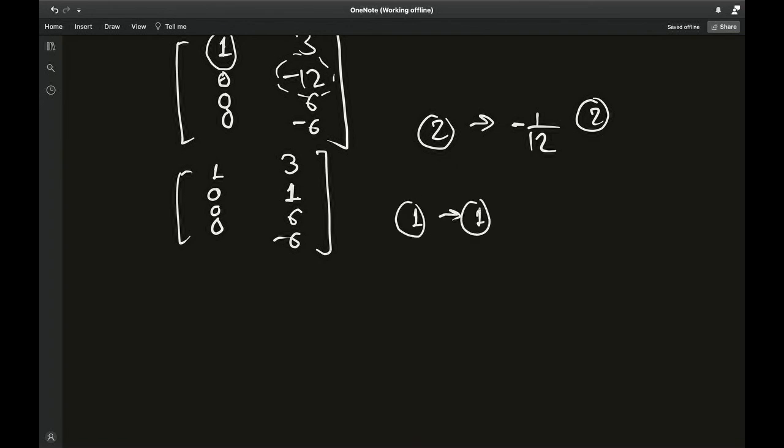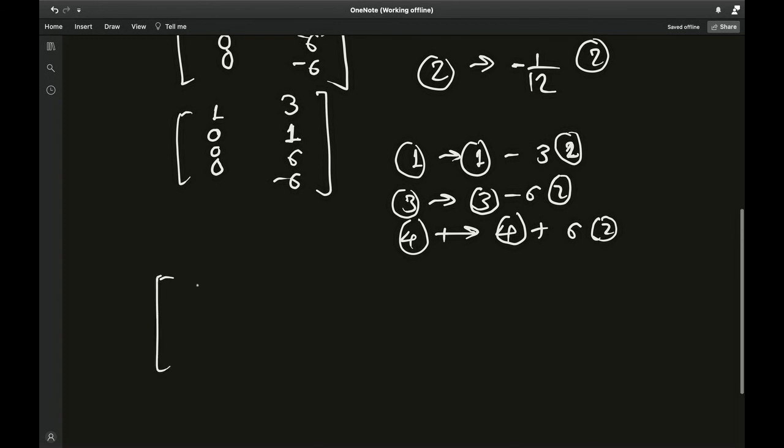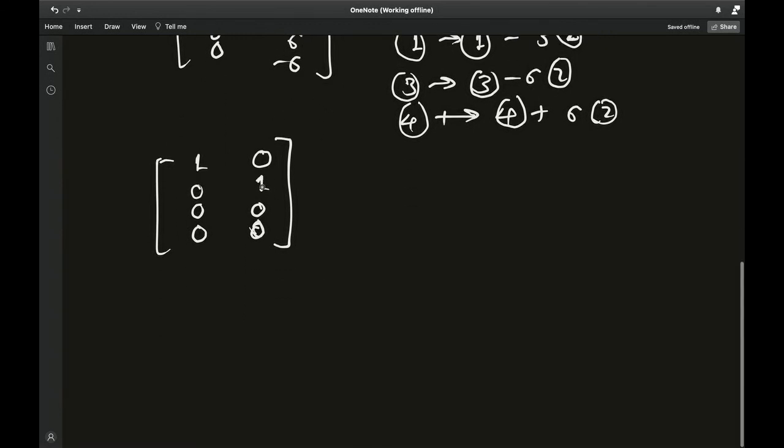So row 1 changes to row 1 minus 3 times row 2 actually. Row 3 changes to row 3 minus 6 times row 2. Row 4 changes to row 4 plus 6 times row 2, and we have 1 0 0 0 0 1 0 0. Okay, fine, we got pivots in all the columns.